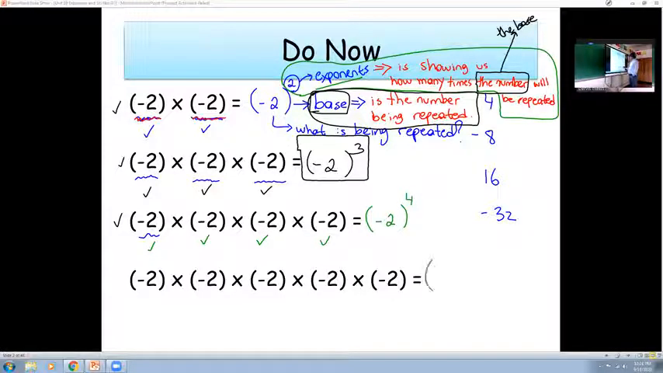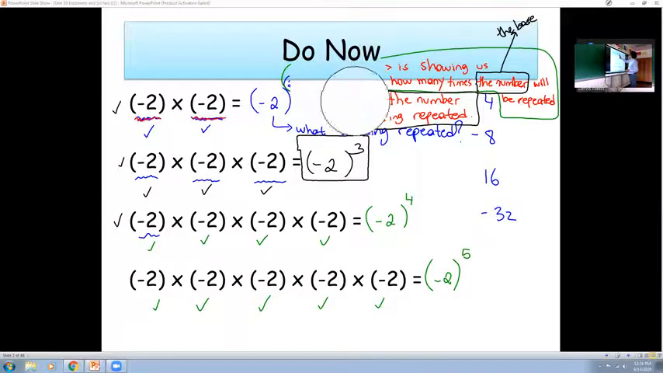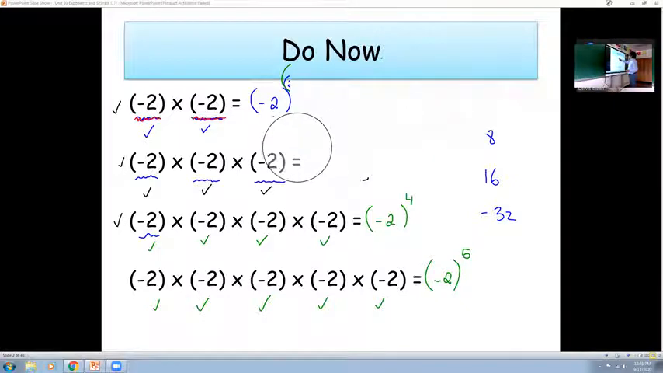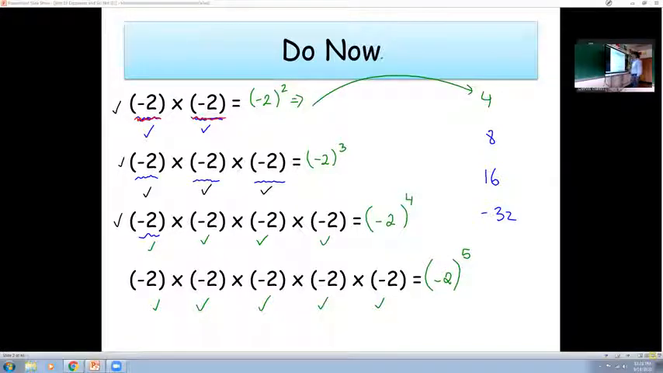So how about this one? The number -2 is being repeated how many times? 1, 2, 3, 4, and 5. So 5. Okay. So here's the thing, guys. What we said for this one, -2 to the power of 2, and this one is -2 to the power of 3. If you put this one on your calculator with a parenthesis, it will give you the same answer we got before.